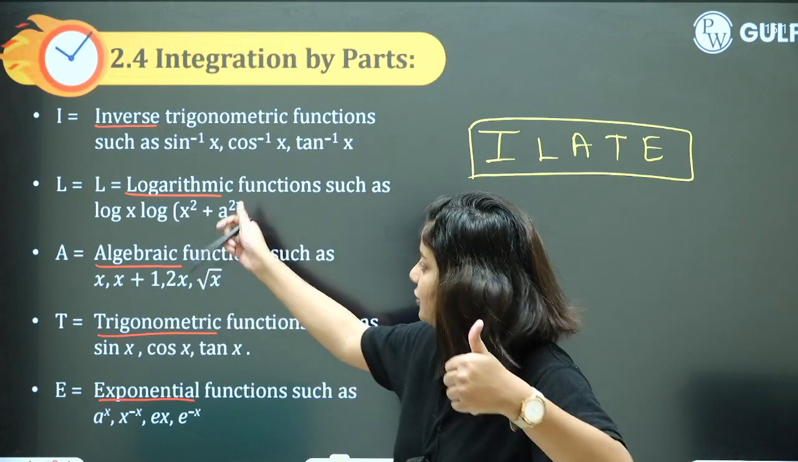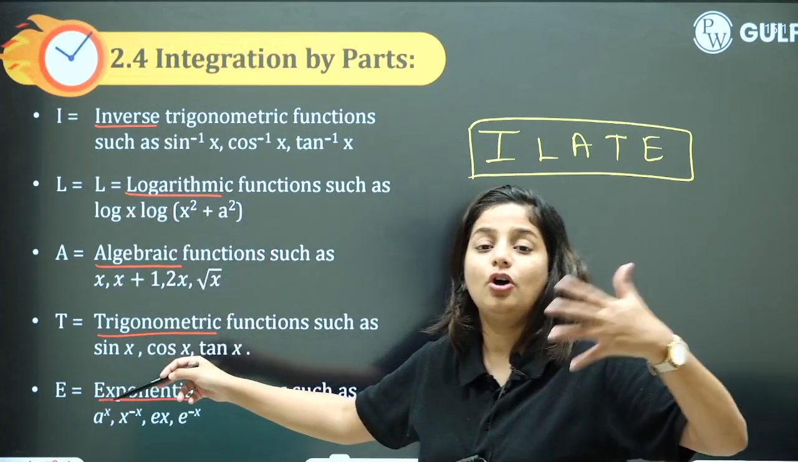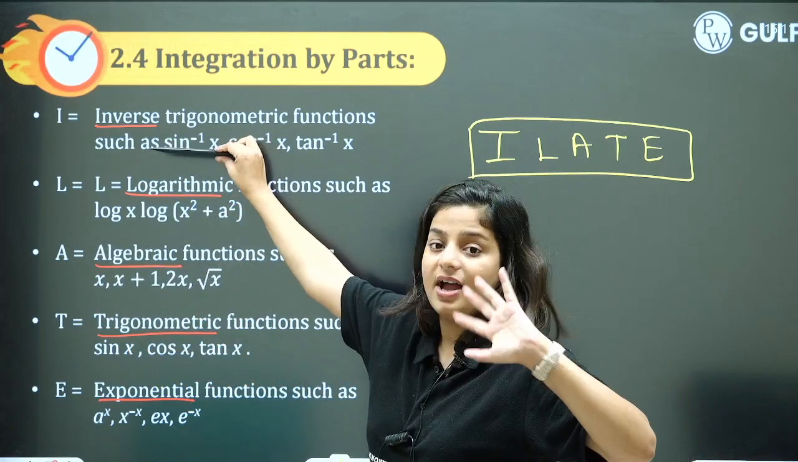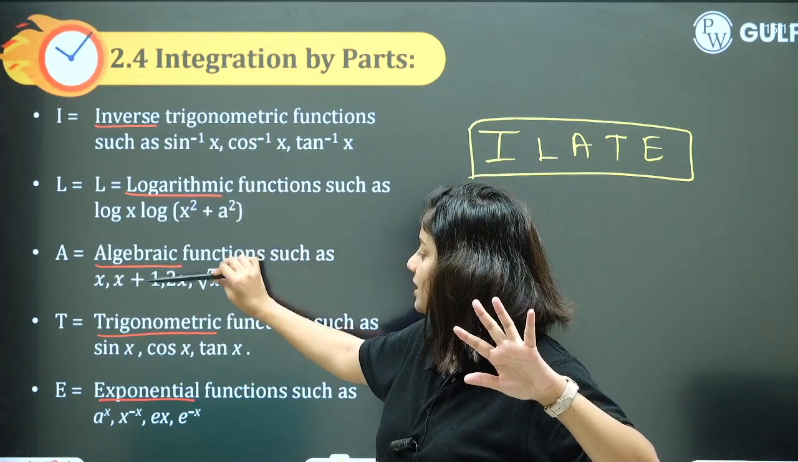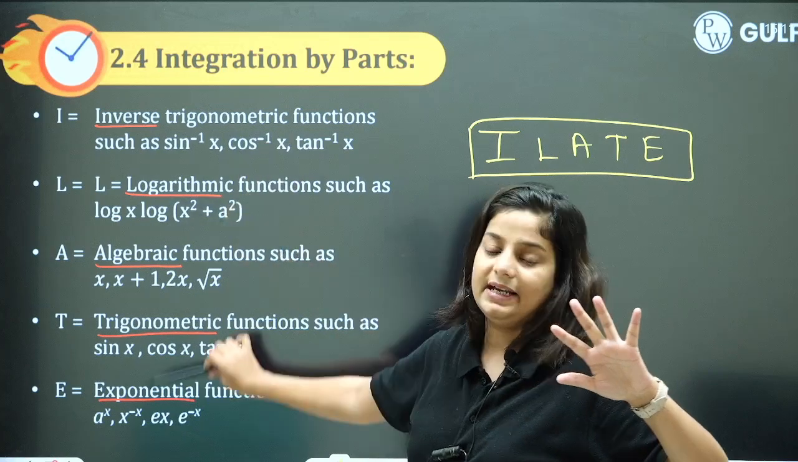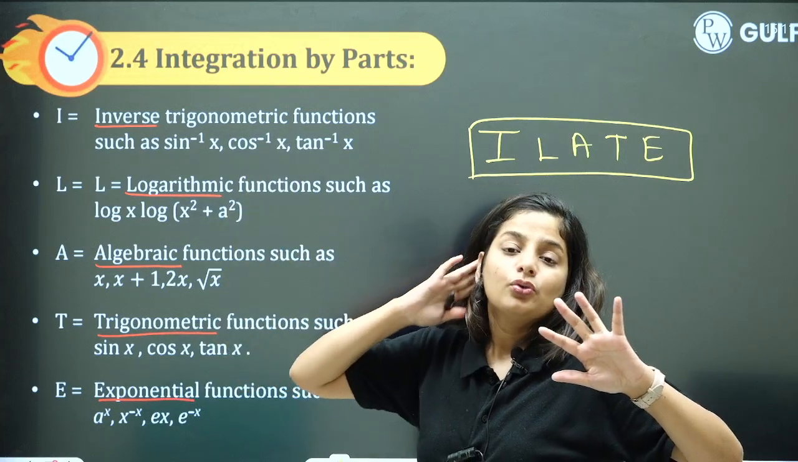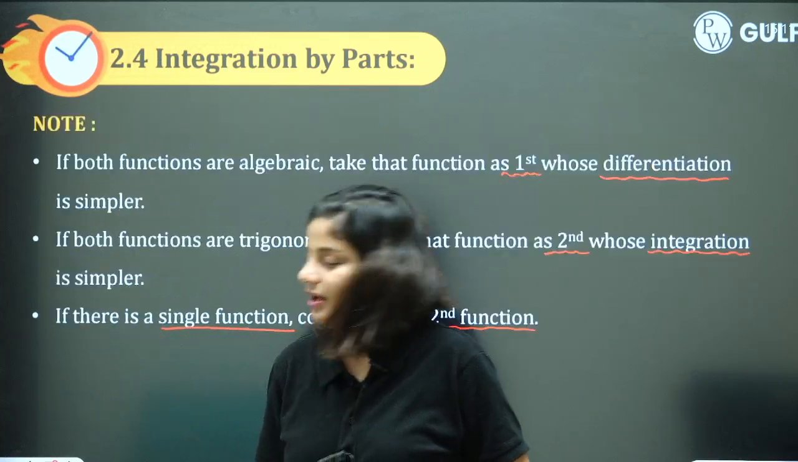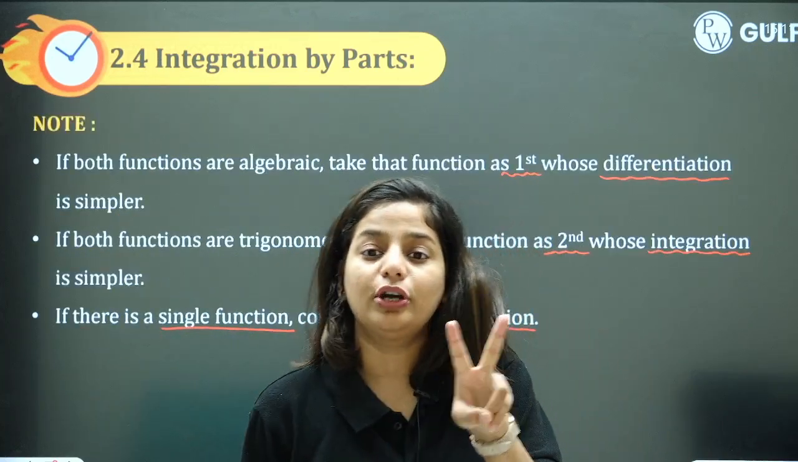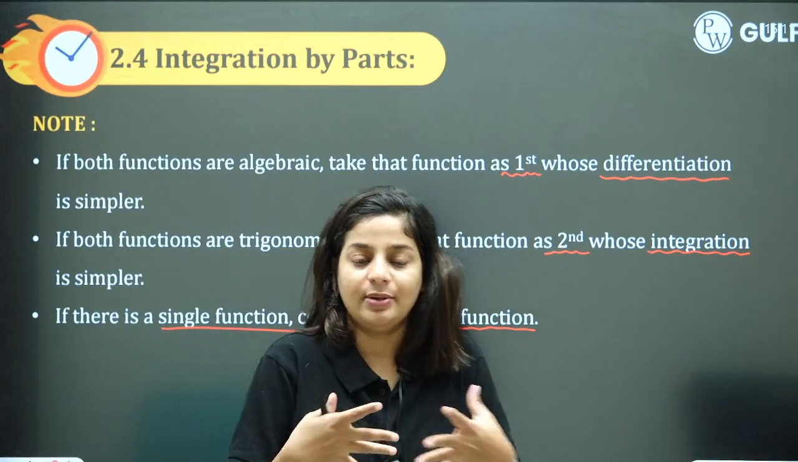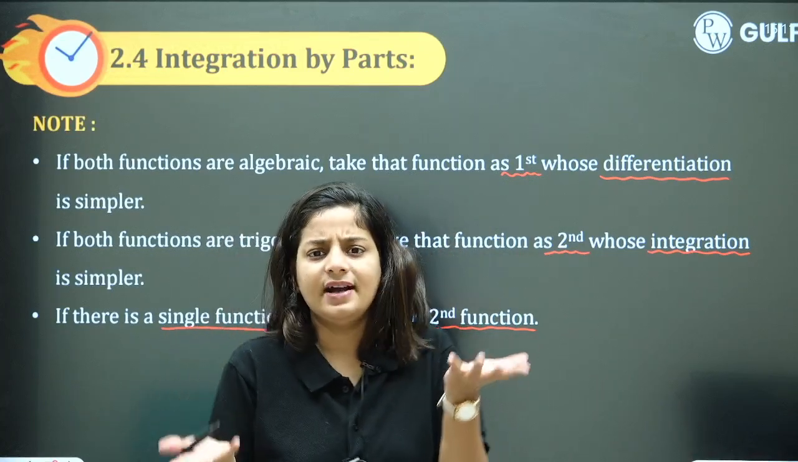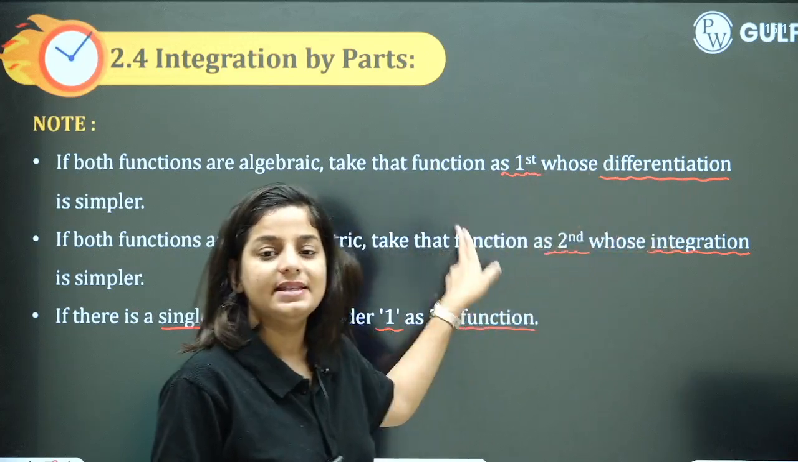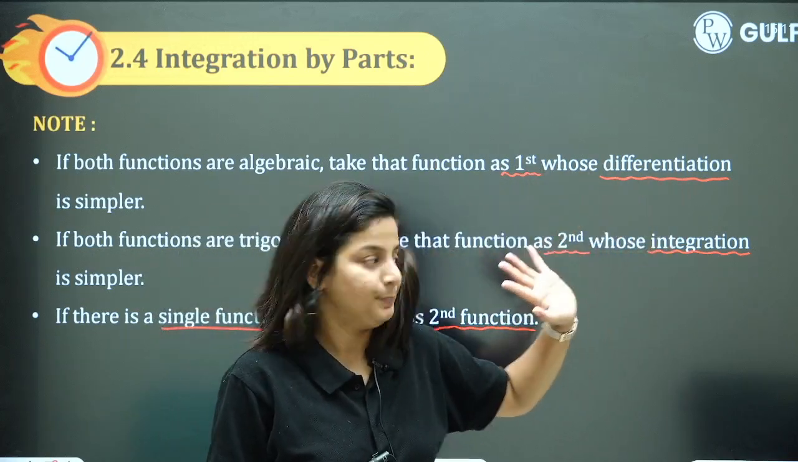I for inverse functions. They are like the priorities in your chemistry, like the carboxyl group. Inverse has the highest priority. Then logarithmic, algebraic, trigonometric, exponential. ILATE. With this priority, you will decide what should be the first term and what should be the second term. Wherever you find, let's say, 2 trigonometric functions or 2 algebraic functions together, then how will you decide the priority? You will always choose as the first function the one which is easily differentiable and as the second function the one which is easily integrable.